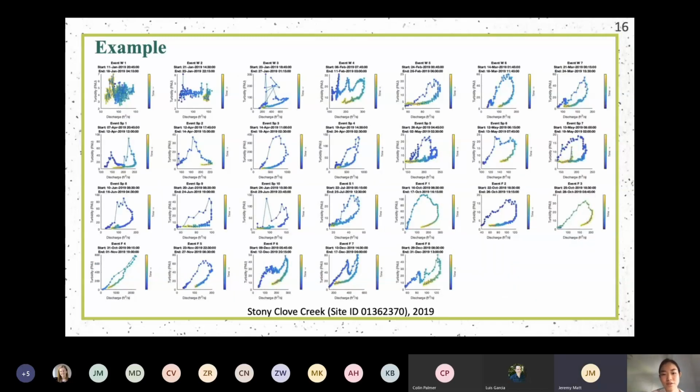And here are all the beautiful hysteresis loops. They take different shapes, but the overall trend here is that they are all clockwise loops or open loops.